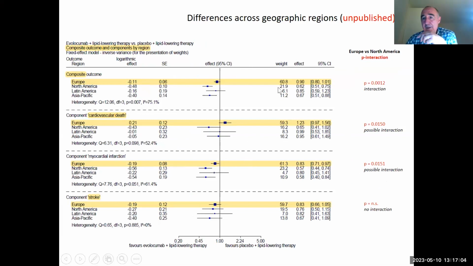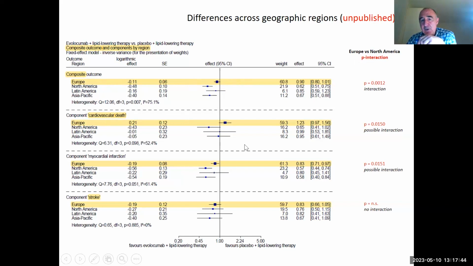So this is a comparison between Europe and North America, these subgroups. In the case of the composite outcome, the main outcome, there was interaction. This is the p interaction for subgroups. If it is lower than 0.01, there's interaction. And if it is between 0.01 and 0.05, there's possible interaction. So for the composite outcome, there was interaction. So there were significant differences between subgroups.